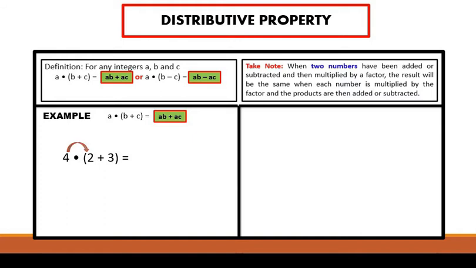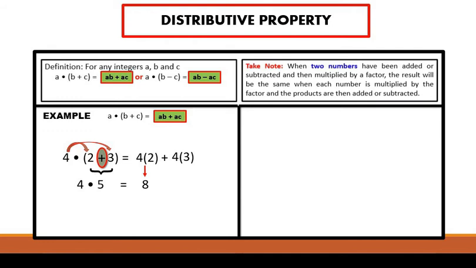Okay? So, 4 times 2. Yan. And then, plus, don't forget that, if it is addition here, you will going to use plus. If it is subtraction here, you're going to use minus. 4 times 3. Yan. Same lang daw yung magiging result niyan. As you can see, kaya nga distributive property, si 4, distribute kay 2 and 3, which you're going to multiply. So, let's see. Let's try to answer this one first. Nasa kabilang side, 2 plus 3 is 5, and then multiplied by 4, the answer is 20. So, the answer here should also be 20.